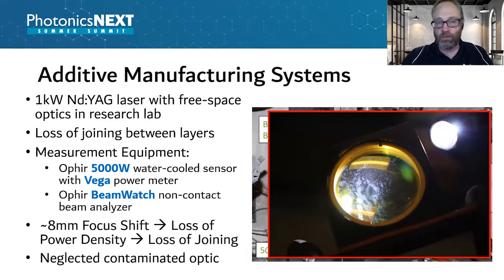So we took about 10-15 minutes or so and cleaned this optic, put it back in, and lo and behold, the focus shift went away. So it was because of this neglected, contaminated optic that I don't even think they knew the optic was there, to be honest with you. But we found it and we cleaned it, and lo and behold, it took away the focus shift.